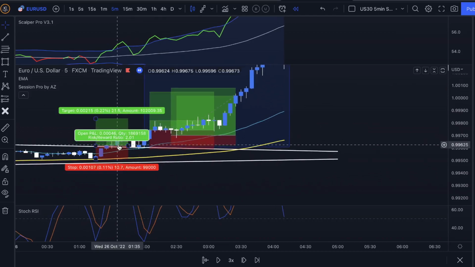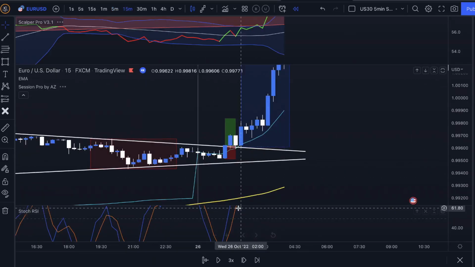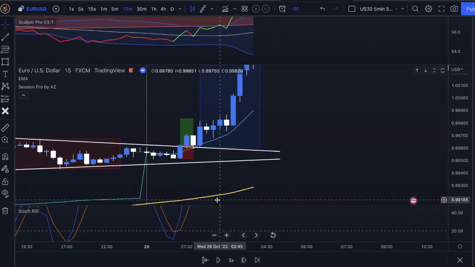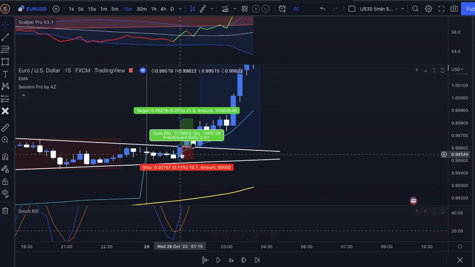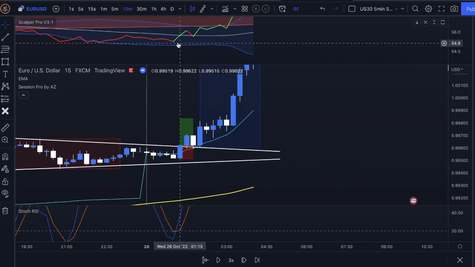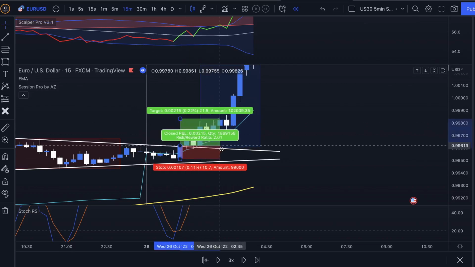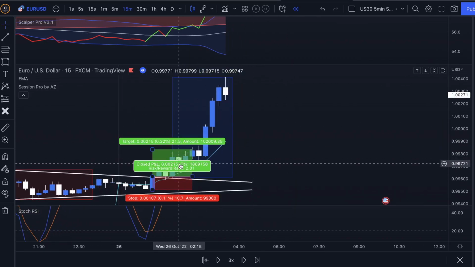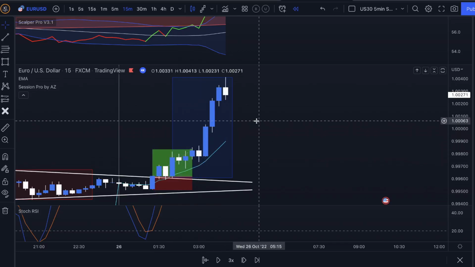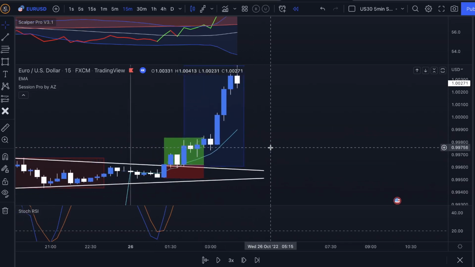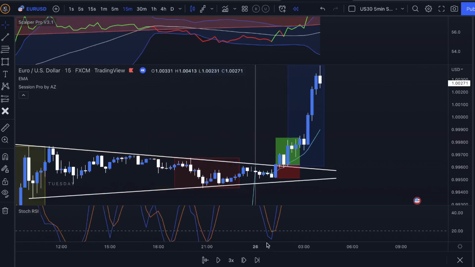Even this entry down here, based on the 15-minute chart, where we had the stochastic crossover, right on this bullish engulfing candle, above the trend line, above the VWAP, with a bullish color change on the Scalper Pro, would have been more than enough for a simple 2-to-1 hit before the chart actually started to break out. So yeah, that's a pretty simple setup. That's what I like to do.